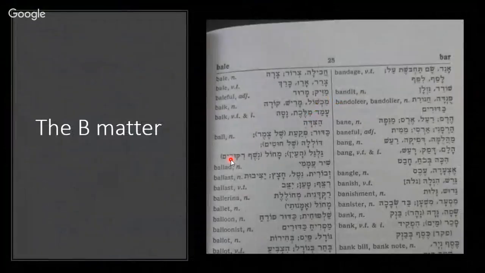So let's go on. Then we have the B matter, right? BAR, BAND, BANDI, BANDO, BANE. So you can see this is alphabetized, same as with the A. So are there any questions concerning what we went over thus far? Any questions or comments concerning what we've gone over so far?